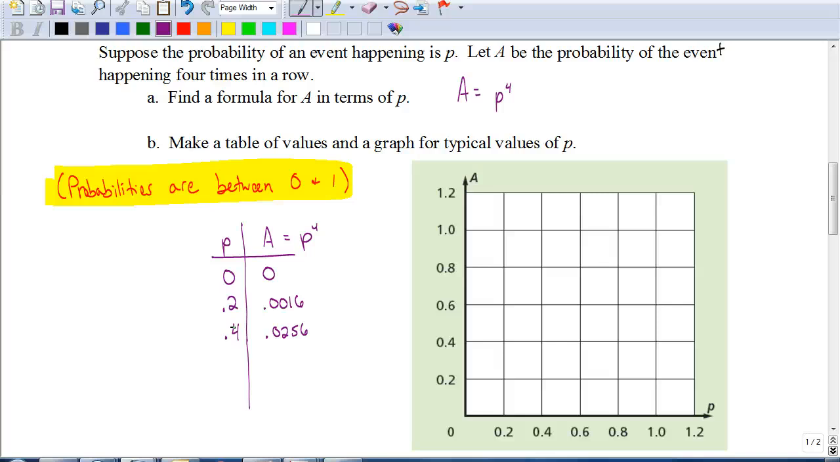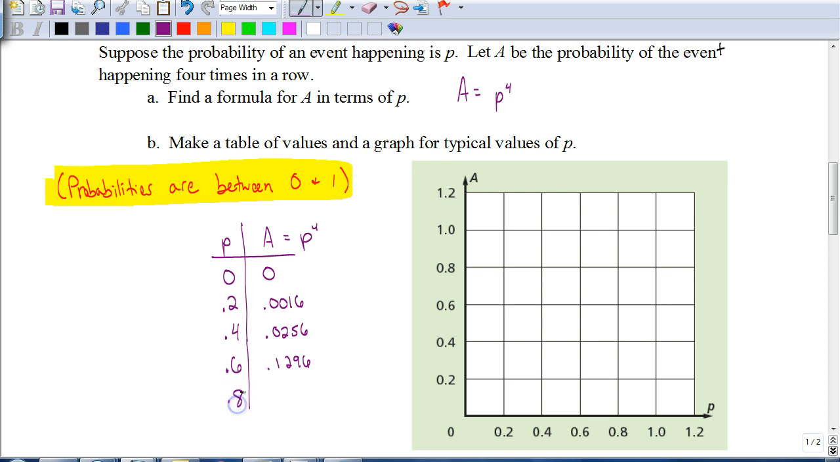Now what you might be noticing here is that going from 0.2 to 0.4 is doubled, but notice our probability more than doubled. This is because it's happening exponentially, it's not linear. So let's look at another one. Better than a 50% chance, we have a 60% chance of this event happening. Well, what's the probability of it happening four times in a row? Still not great, but better than what we've seen. It's going to be 0.1296.